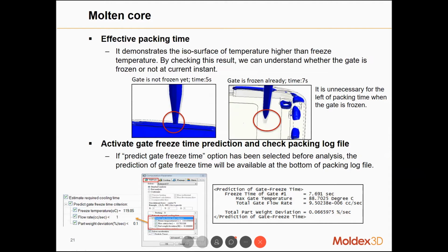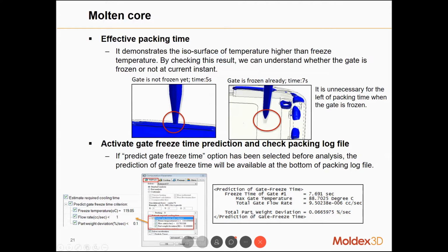So in our software, the molten core results provide a deep view to know when the gate freezes out and the effective packing time. And in this example, we can see the gate is not frozen yet at 5 seconds, which means the melting resin still goes through the gate to the cavity. However, the gate is frozen at 7 seconds. So this result is very useful and it can provide a prediction to save unnecessary packing time after the gate is frozen. In another way, you can check the prediction of the gate freezing time in the packing log file if you have selected the option before the analysis.